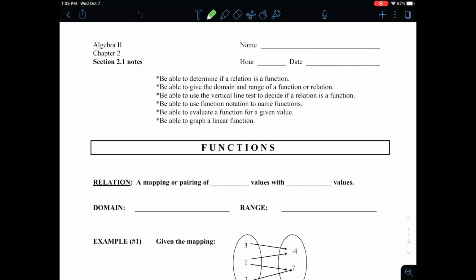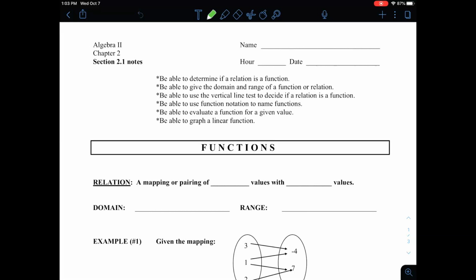We are moving into Chapter 2, which is linear equations and functions. So today's lesson 2.1 is called functions, and we have these essential questions. We have to be able to determine if a relation is a function, be able to give the domain and range of a function or a relation, be able to use the vertical line test to decide if a relation is a function, and be able to use the function notation to name functions, be able to evaluate a function for a given value, and be able to graph a linear function.